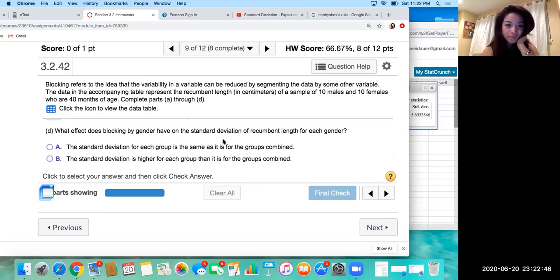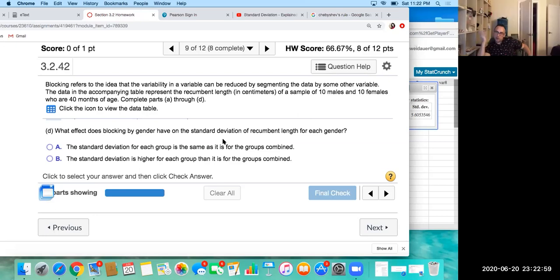What effect does blocking by gender have on the standard deviation for each gender? Does it make it bigger or smaller? Let's see.